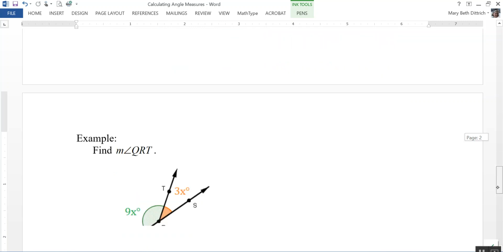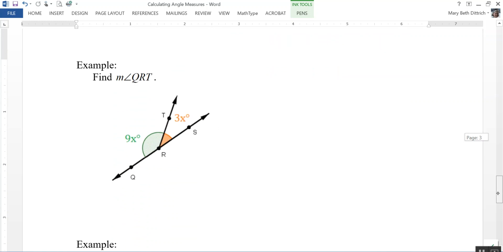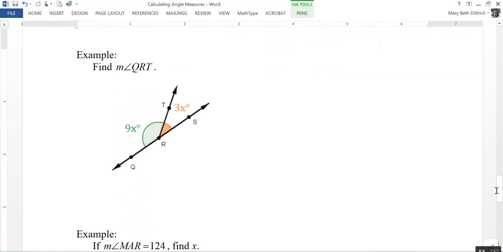So let's use some of these to solve a couple problems here. And I think I have three examples. First one says, let's find the measure of angle QRT. So here we have line QRS, which is a straight line, and ray RT coming out of it. So these actually form a linear pair, so they're supplementary and add up to 180 degrees.